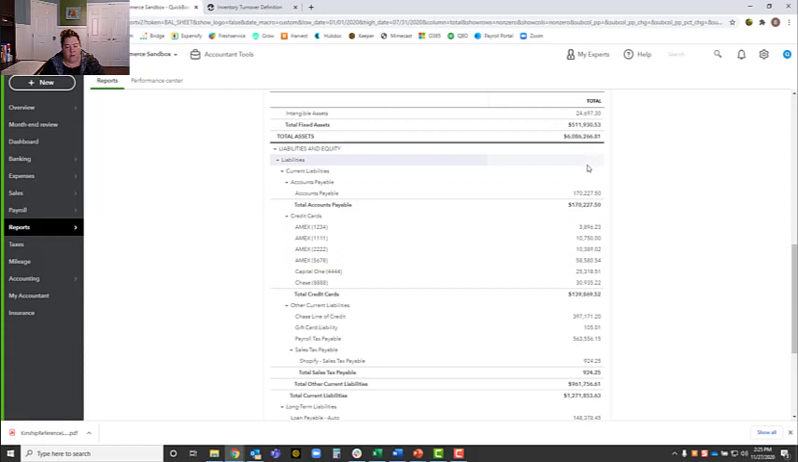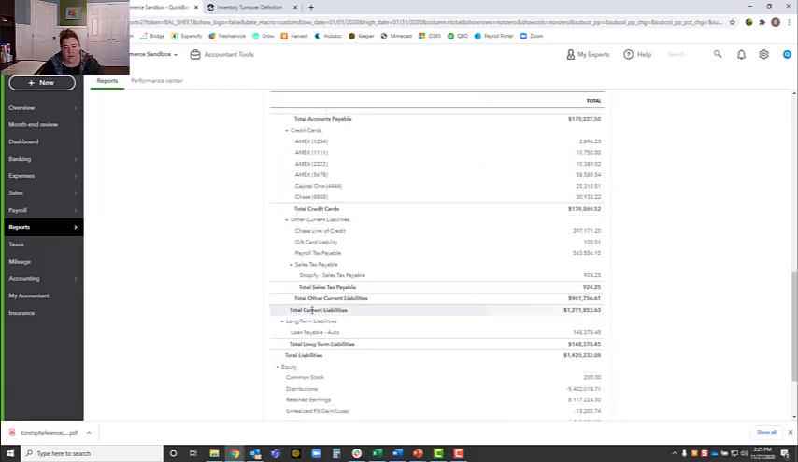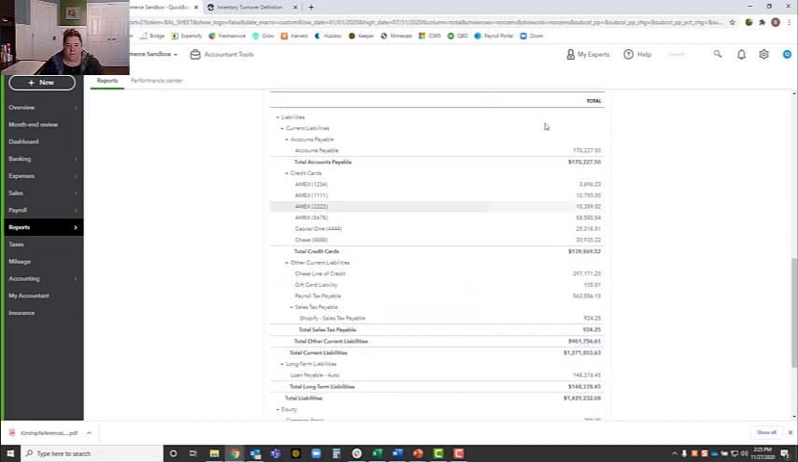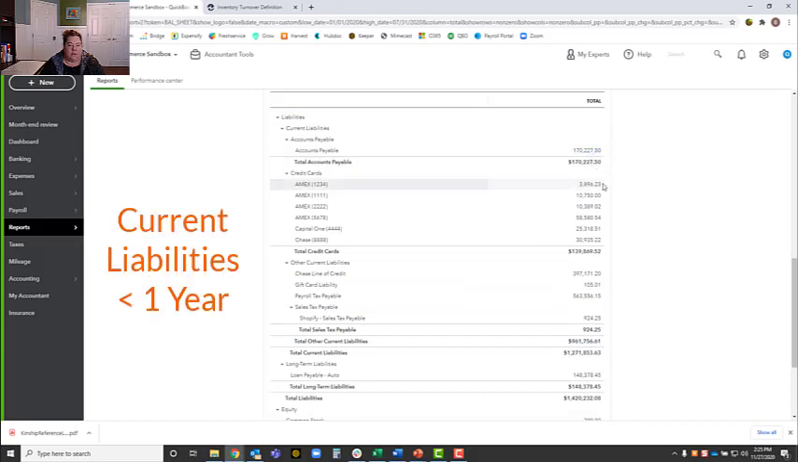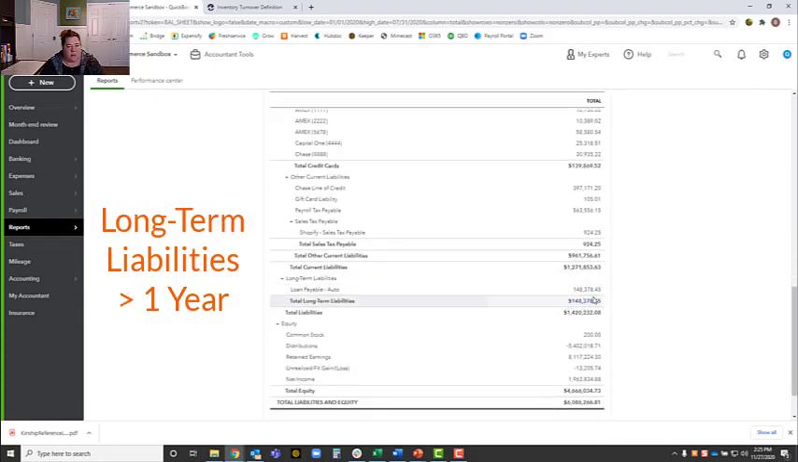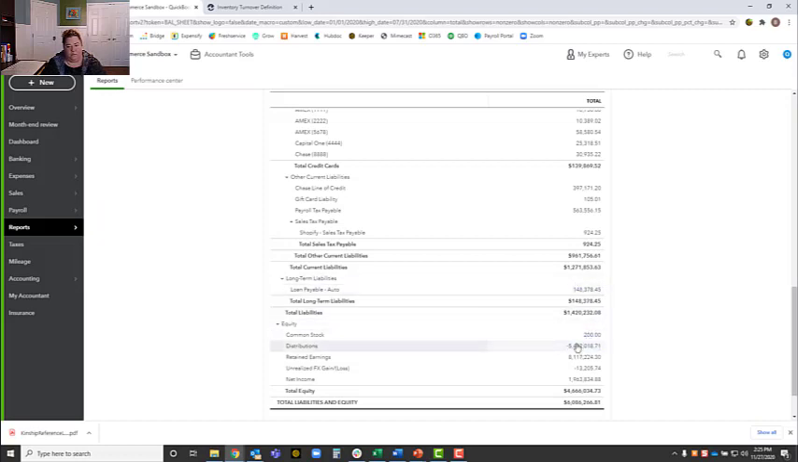And here I just want to make an indication because it's going to matter here in a second. You see here we have total current liabilities and then total long-term liabilities. What's the difference between the current and the long-term? Current liabilities are loans, that is money, that we expect to have to pay off sometime within the next year, whereas long-term liabilities are loans that we have longer than a year to pay off. And then down below that, we have our various types of equity.